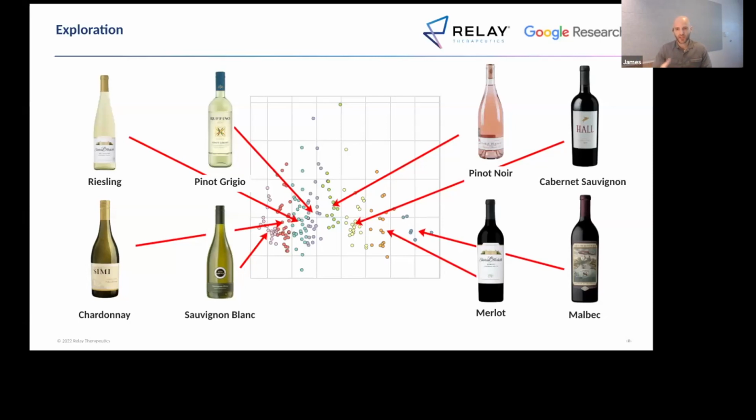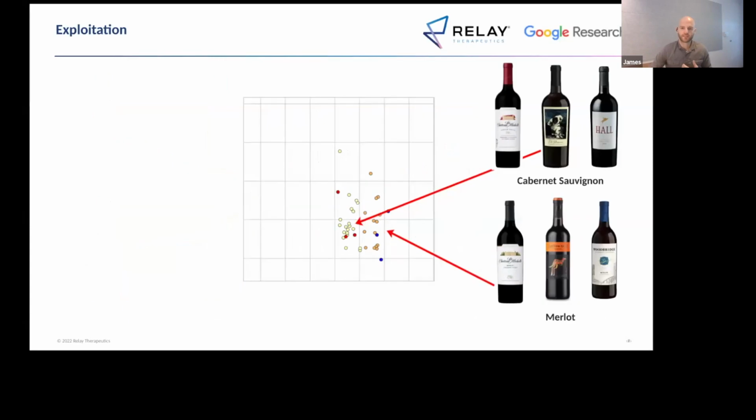Once we do this, we can identify some wines that we like more than others, and then we can see where those wines fall on the similarity map. So for argument's sake, let's say a Merlot and a Cabernet happen to be two of the ones that we enjoyed the best in the initial exploration. At this point, we can switch gears a little bit and focus just on the types of wines that we found were good.